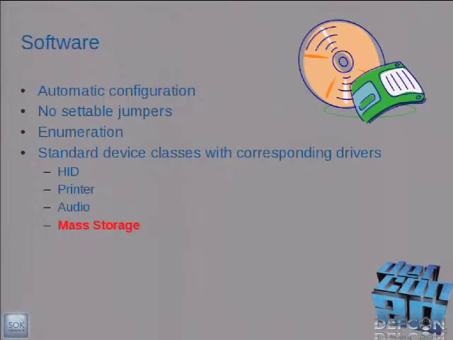All right. There's some software involved. There's automatic configuration. There's no jumpers or anything like that you need to use. There's a process called enumeration where it basically goes to the device and says, tell me about yourself. And within the standard, we have some standard classes for our devices. So we have human interface devices, printers, audio devices, and then for today, we want to talk about mass storage devices.